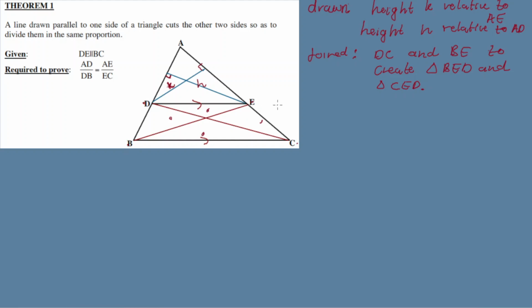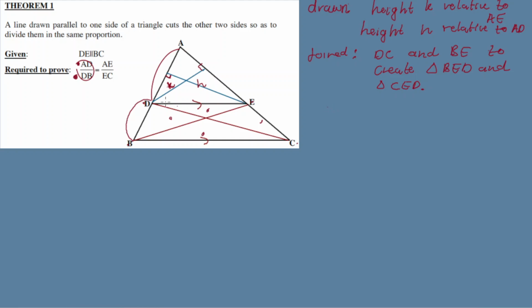These two triangles work for our proof, right? So now I'm taking these two triangles. We are using these two triangles because they will help us prove these ratios. For the first ratio on the left hand side, AD is the numerator, DB is the denominator. Up is AD, down is DB.